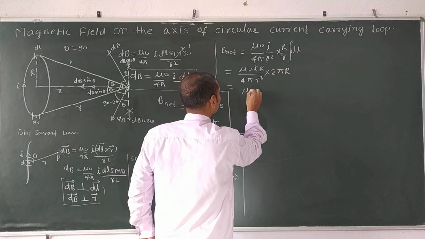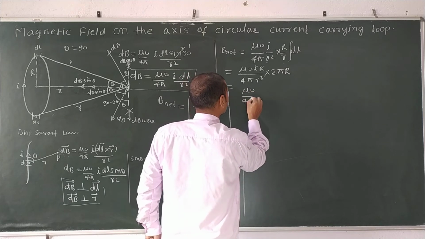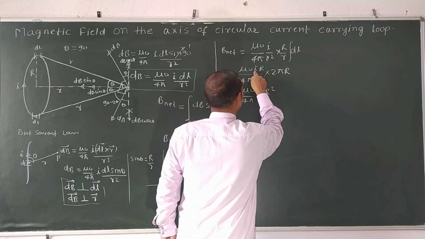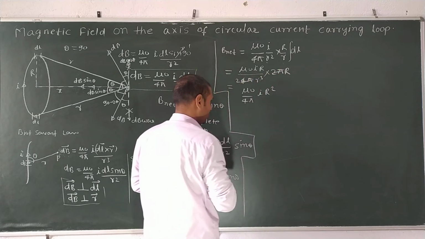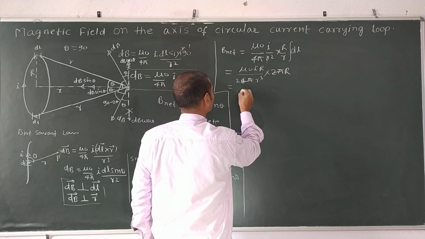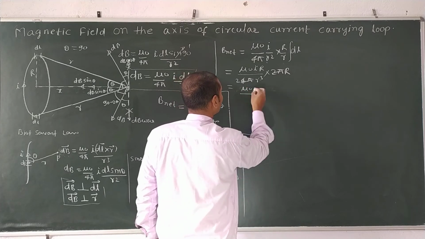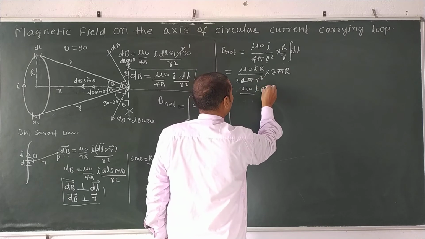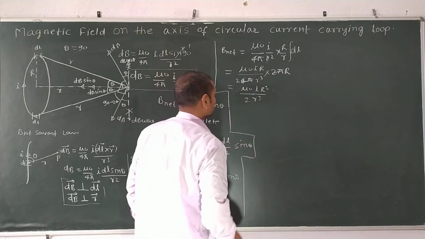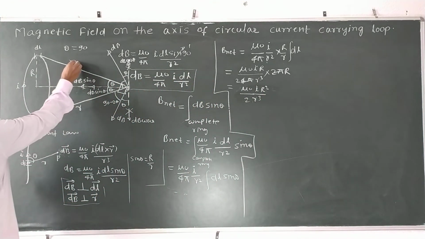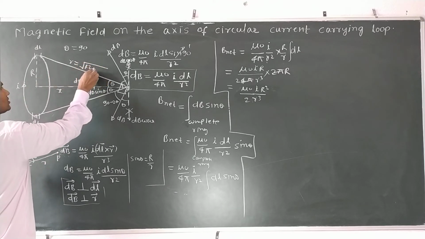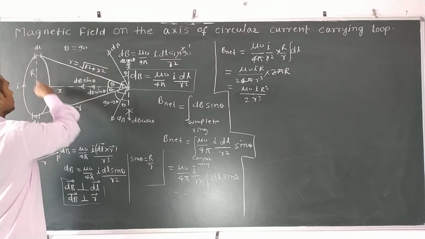We see that μ0/4π times I times r times 2π r becomes I r². Here the 2π will be cancelled out by 2 times. So here we get μ0 I r² divided by 2r³, and we know that here r is nothing but the hypotenuse, so capital R² plus x².